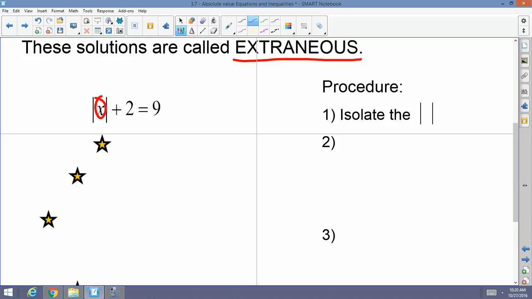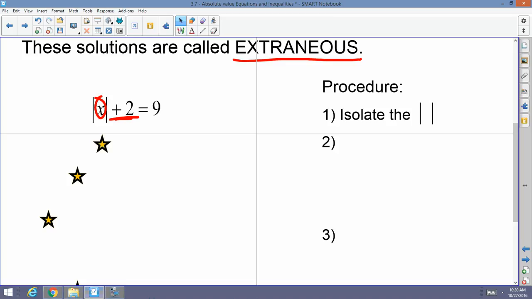That can be as complicated and nasty as you want it to be. Doesn't matter. What I'm talking about is all the external stuff. Is anything being added to the absolute value? Is anything being multiplied to the absolute value? Is anything being divided from the absolute value? You've got to get rid of all that. You've got to get it alone.